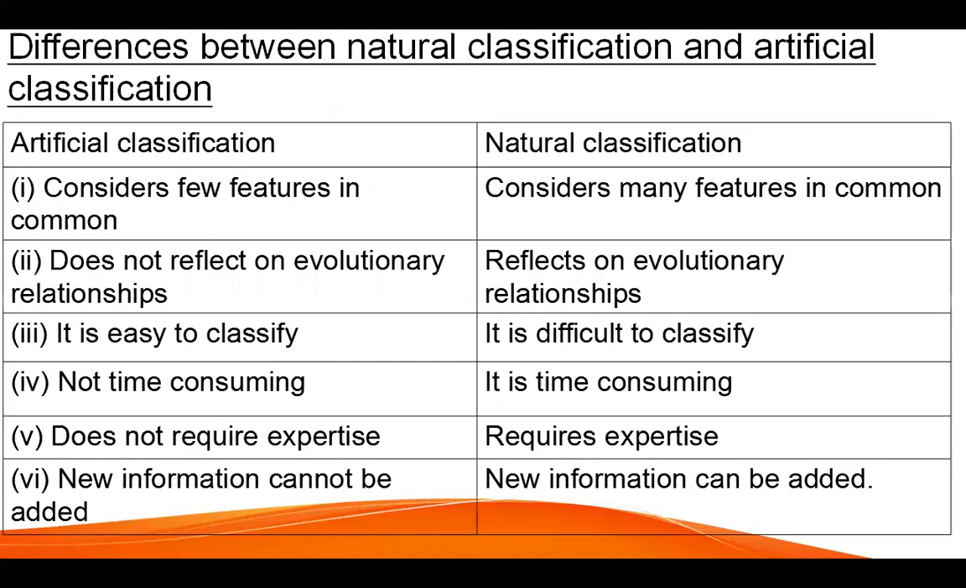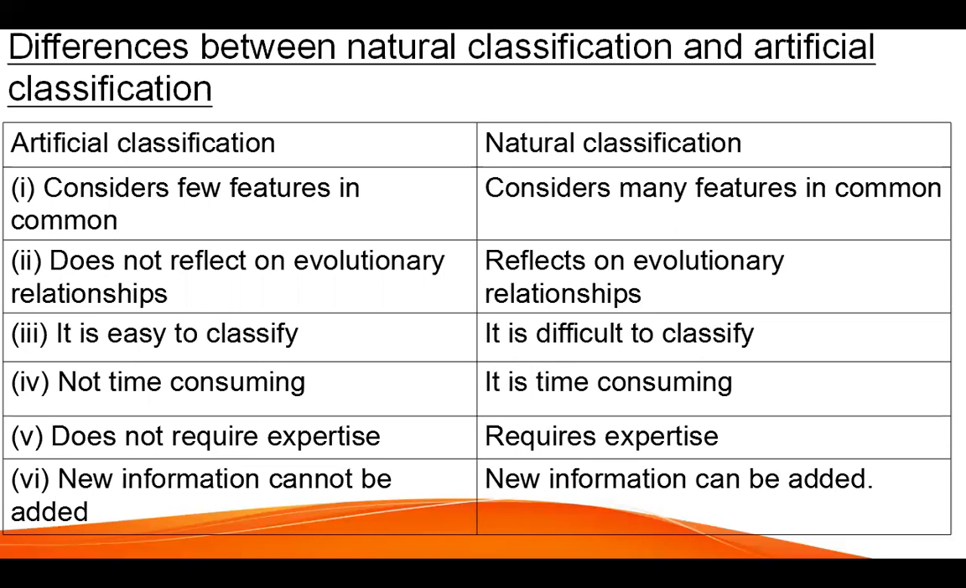Let's see the differences between these two, natural and artificial classification. The first one: in artificial classification, we've seen that it considers few features in common, which are basically external features, while natural classification considers many features in common, both internal and external features. The second one is that the artificial classification doesn't reflect the evolutionary relationships, while natural classification reflects these evolutionary relationships.